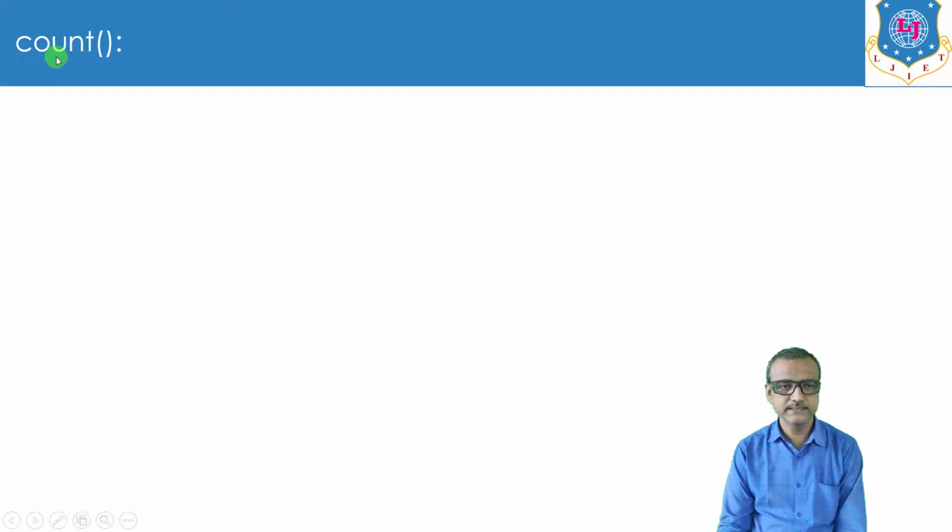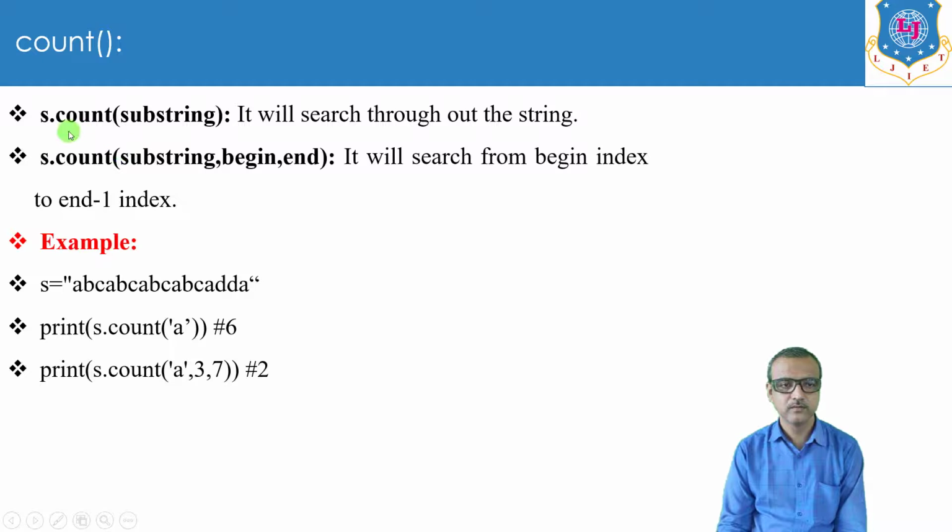Now we will see the next function, that is the count function. S dot count of substring, what will it do? It will search throughout the string. Now S dot count of substring, comma, begin, comma, end. Now what will it do? It will search from the begin index to the end minus 1 index.